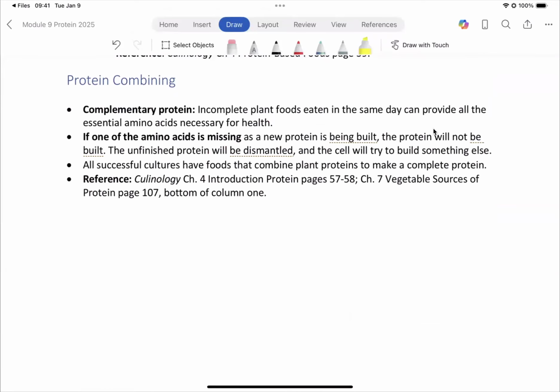But obviously there's a whole segment of the world that lives mostly on plant foods. Vegetarians and other cultures where they can't afford a lot of meat. So how can we get a complete protein if we're not eating a lot of animal foods? Well, we do what we call protein combining, and we combine what we call complementary proteins.